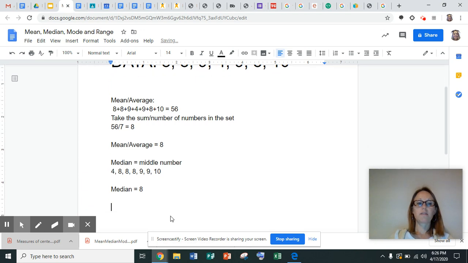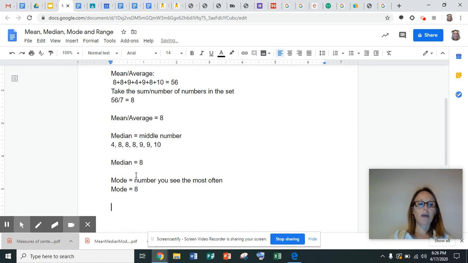Okay. Then we look at the data and we see what the mode is. The mode is the number you see the most often. Okay. And the mode is 8 because when you look at the data, you see 1, 2, 3, 8s.